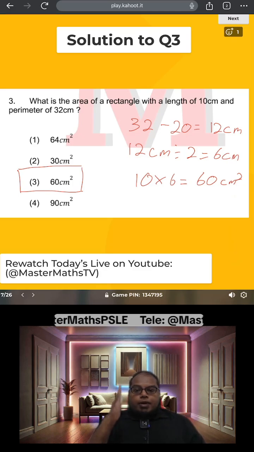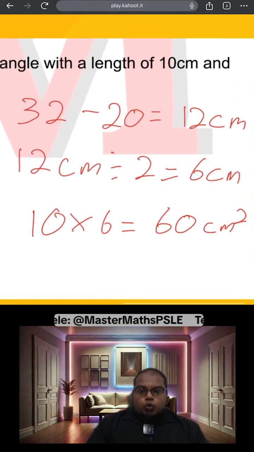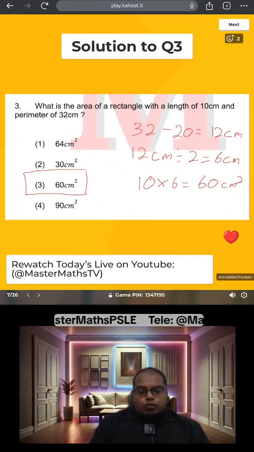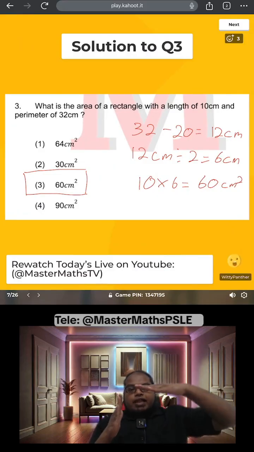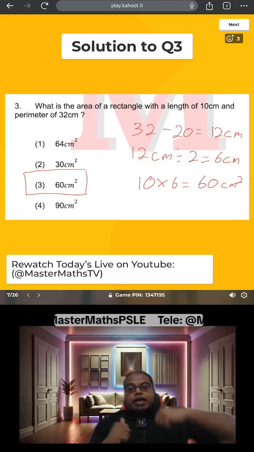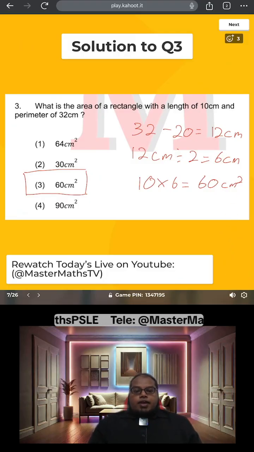12 is the addition of the breadth and the breadth. So to find one breadth, we divide by 2. That's why you see that 12 divided by 2. And lastly, we already know now that the breadth is 6, the length is 10. So 10 times 6, and we get 60 cm square.